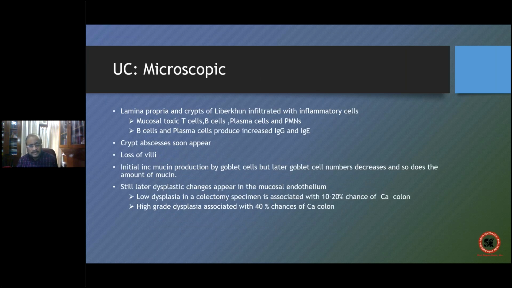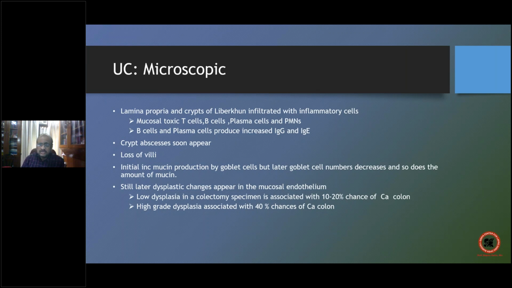If you look at the microscopic picture, the lamina propria and crypts of Lieberkühn are infiltrated with inflammatory cells, and these cells, apart from polymorphs, are also T cells, B cells, and plasma cells. And these B cells and plasma cells tend to produce increased amounts of IgG and IgE immunoglobulins. As soon as this happens, crypt abscesses may appear, and there's loss of villi. The initial increased amount of mucin production is there, but with passing time, because of mucosal damage, the goblet cells go on decreasing.